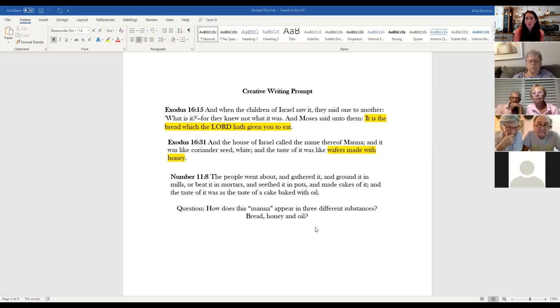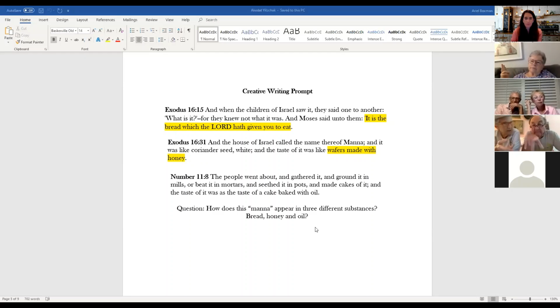So my question to you, you're going to have to put on those creative thinking caps. How does this manna appear in 3 different substances, bread, honey, and oil? What would you, as somebody who needs to give an answer to this question, say? Why does it appear in 3 different ways? Think about maybe who is eating it or why they're eating it, or you can come up with your own answers. And then I'll share with you the answer that the rabbis came up with.